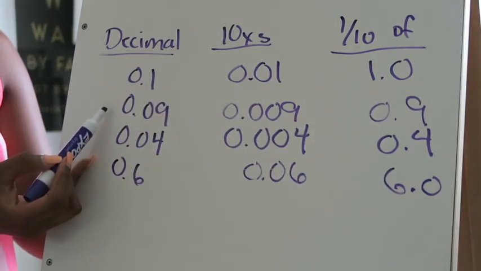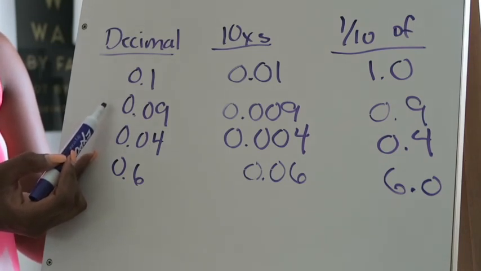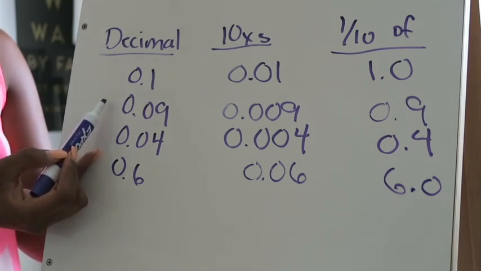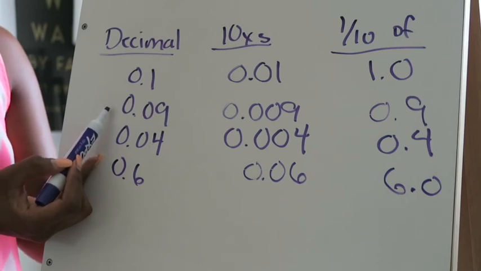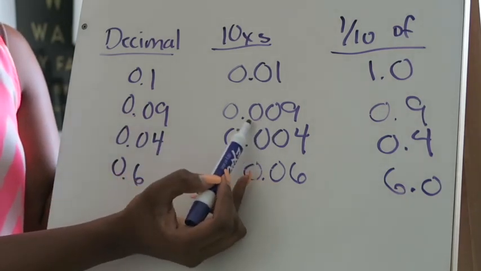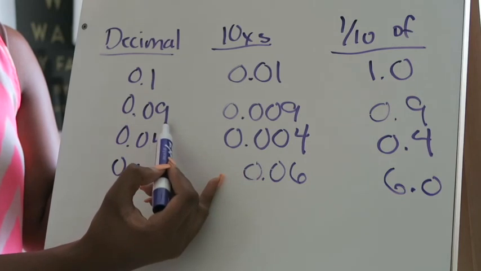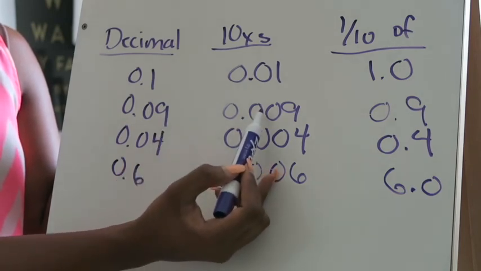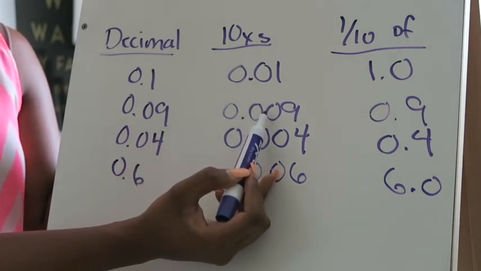Next one, they show you 9 hundredths. Same thing, you're going to look at 9 hundredths and ask yourself, well, what decimal is 9 hundredths 10 times as much as? And the answer would be 9 thousandths. 9 hundredths is 10 times as much as 9 thousandths. So that's what you're putting there.